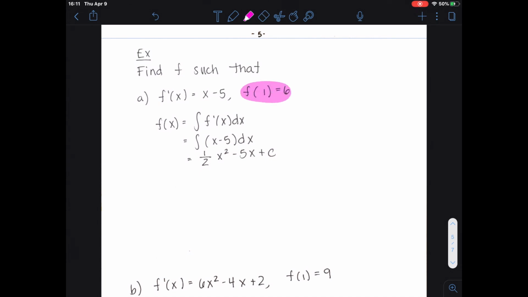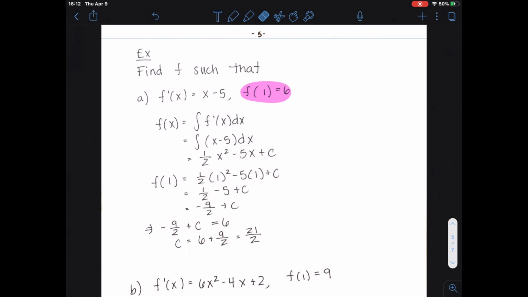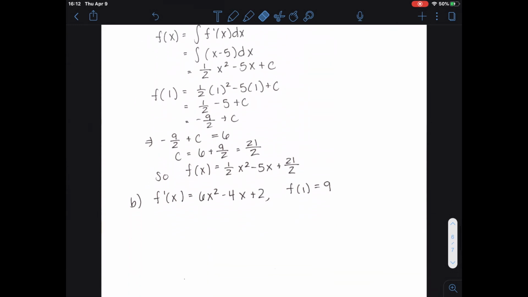Now I want to utilize this condition to find the value for c. So if we plug in 1, we'll get 1/2 minus 5 plus c, which if you do 1/2 minus 5, it's negative 9 over 2. Well, when you plug in 1, you better get 6 as an output, so negative 9 over 2 plus c better equal 6. Solving for c, we end up that it's 21 over 2. So the only function that will go through this specific point is 1/2 x squared minus 5x plus 21 over 2. Okay. So let's try one more.